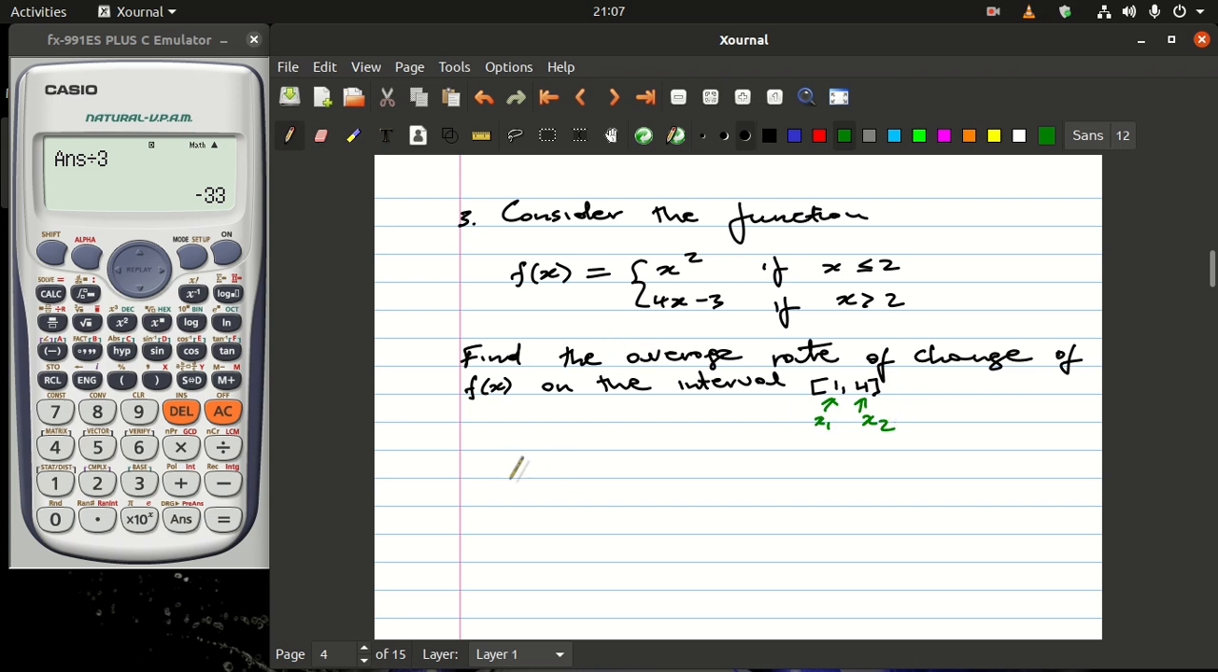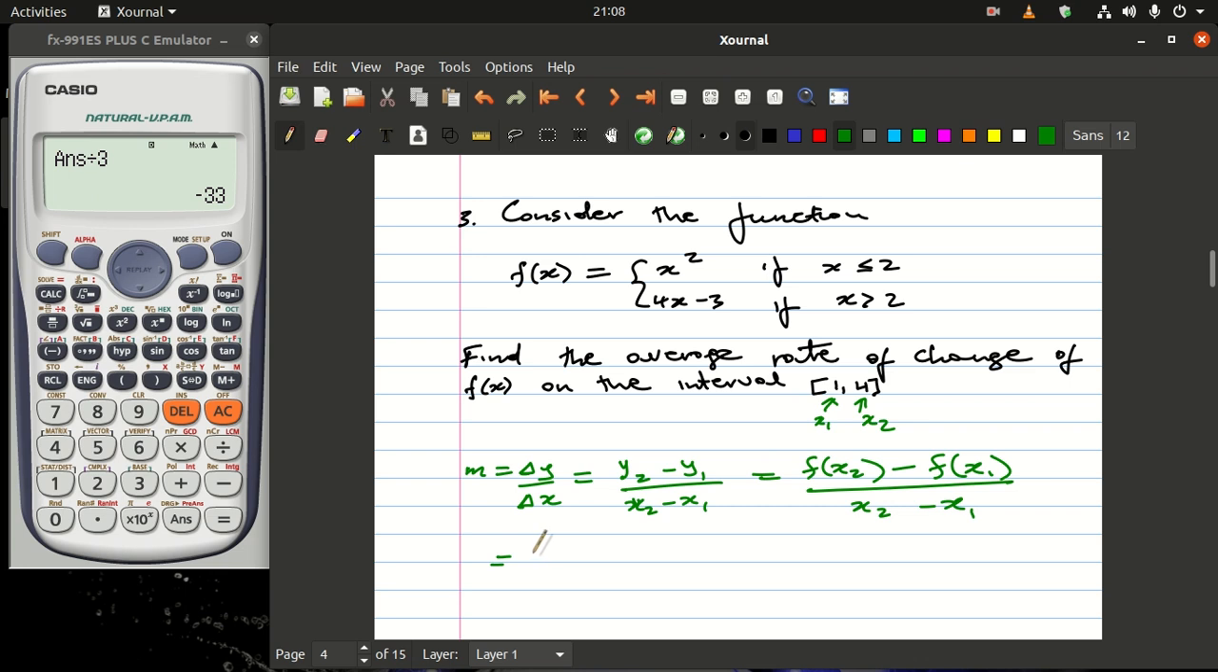So here you need to find the average rate of change, your m, which is equal to change in y divided by change in x, which is just equal to y2 minus y1 all over x2 minus x1. Of course, if you look at y1, we don't have any y1 here. We have f of x, so it is going to be f of x2 minus f of x1 just for this part, and then you divide this by x2 minus x1. Now we punch in the numbers.